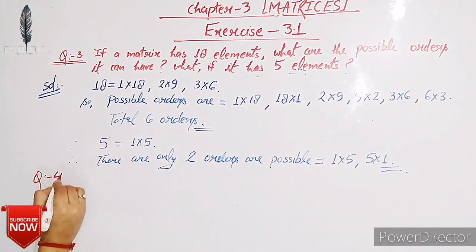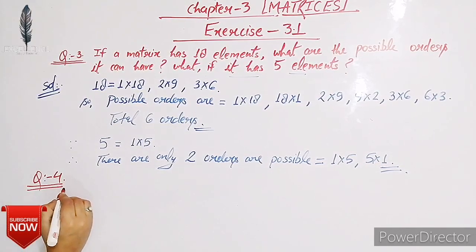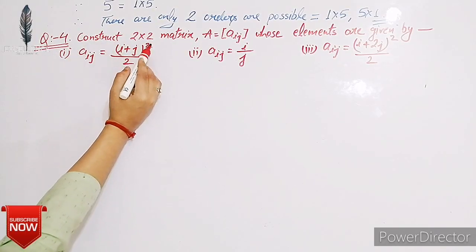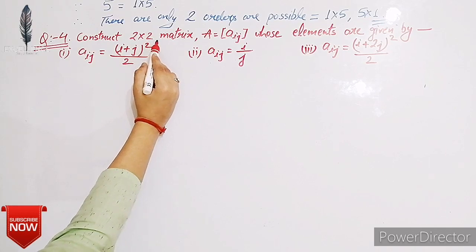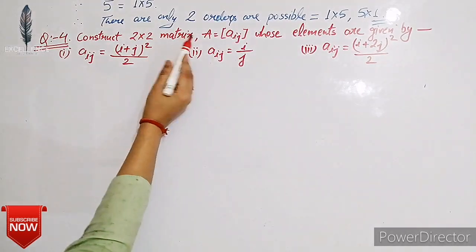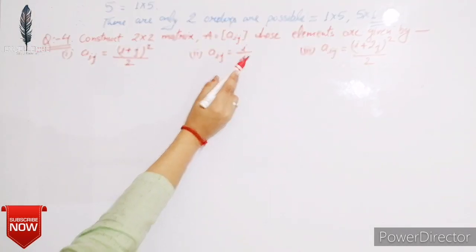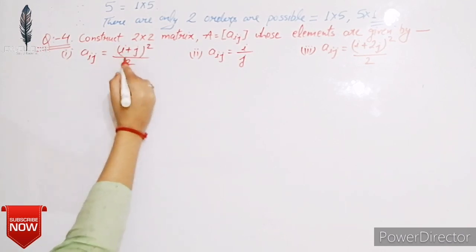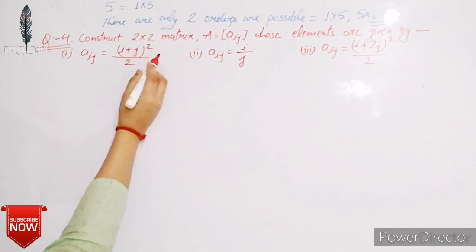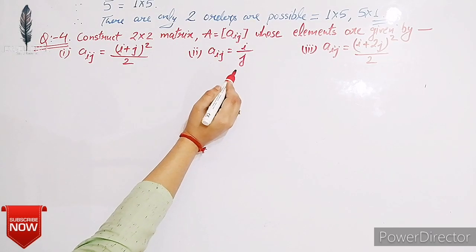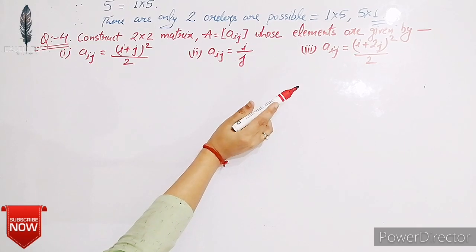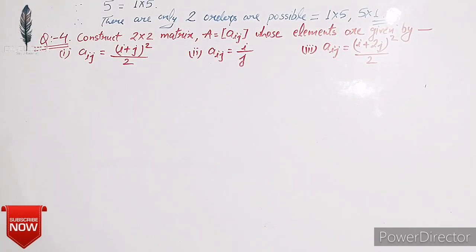Question number 4. In the fourth question, we have to construct a 2 into 2 order matrix A equals Aij whose elements are given by the following. The position of elements is given to you, and we have to form a matrix of 2 into 2 order. There are 3 parts in this question. OK, let's do it.